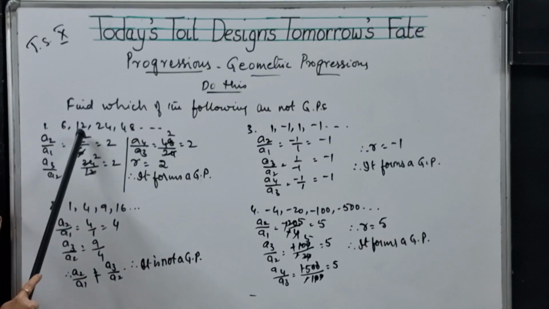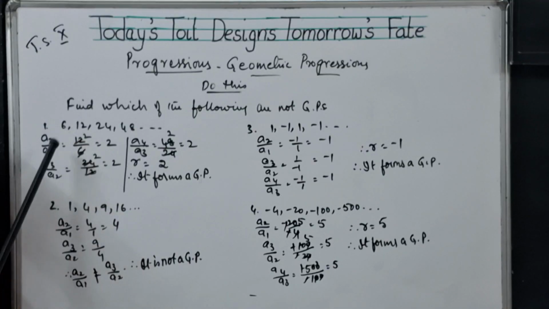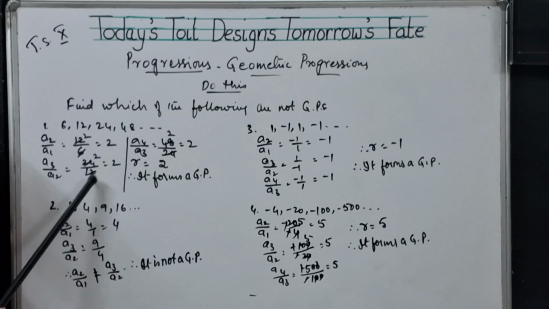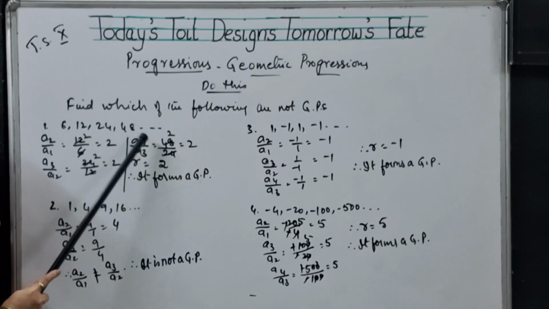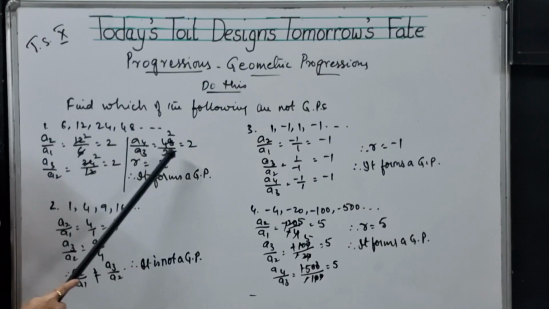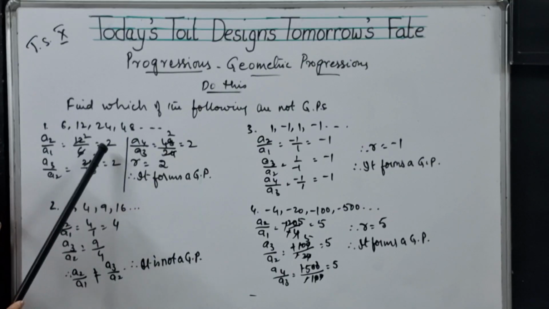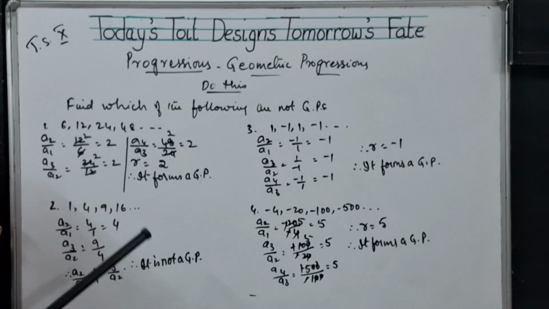How will you find out? A2 by A1, so 12 by 6 is 2. A3 by A2, 24 by 12 is 2. A4 by A3, 48 by 24 is 2. So we are getting common ratio. This is called common ratio. That is the same common ratio they are getting. So it forms a GP.